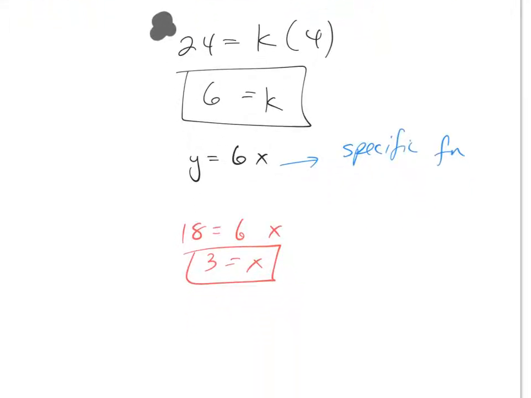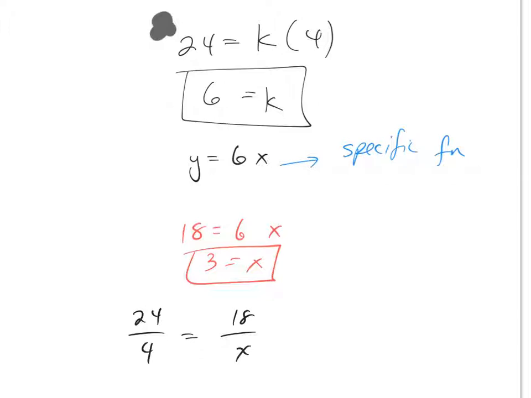The first scenario told us that y was 24 when x was 4. And the second scenario said y is 18 and what is x? So you could also use a proportion. Y over x equals y over x. That's what direct variation is. And clearly you can see 24 over 4. What does that give you? 6. That's the k value, isn't it? So 18 over what must give you 6? It must be 3.